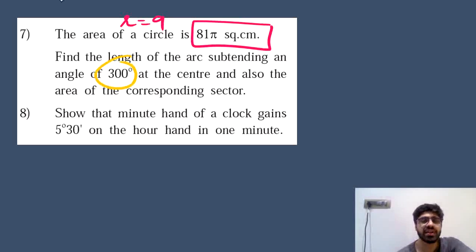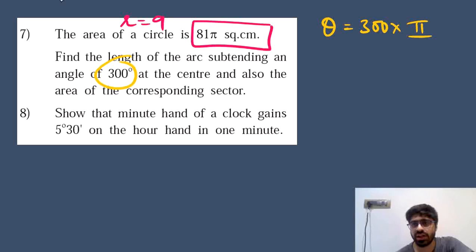So theta being given as 300 degrees, let's write that 300 degrees in radians. So 300 degrees in radians would be 300 into pi upon 180.